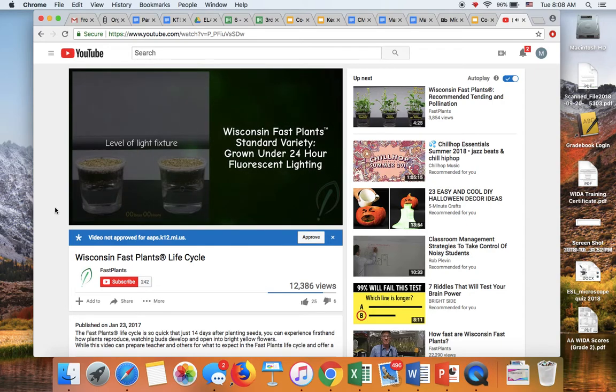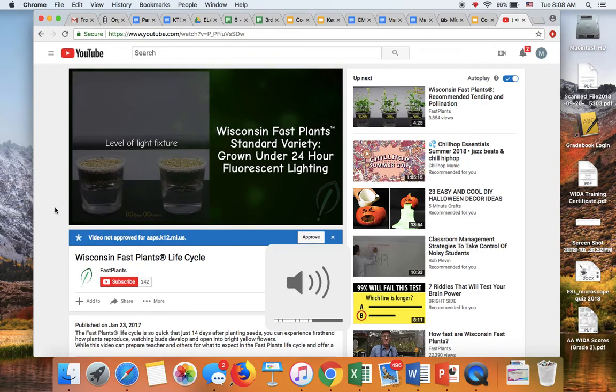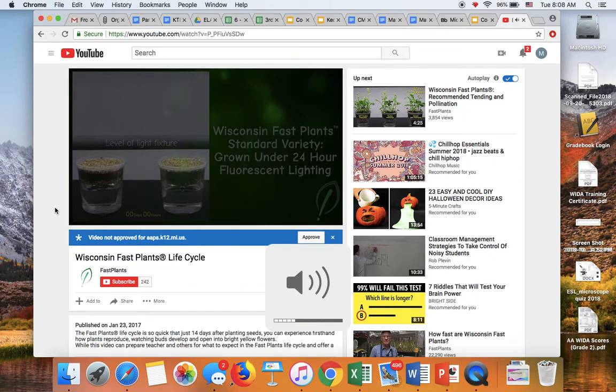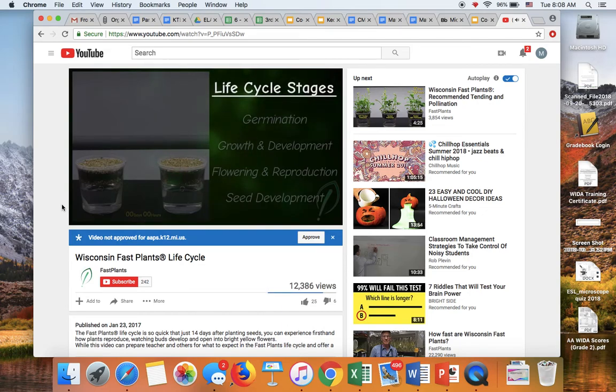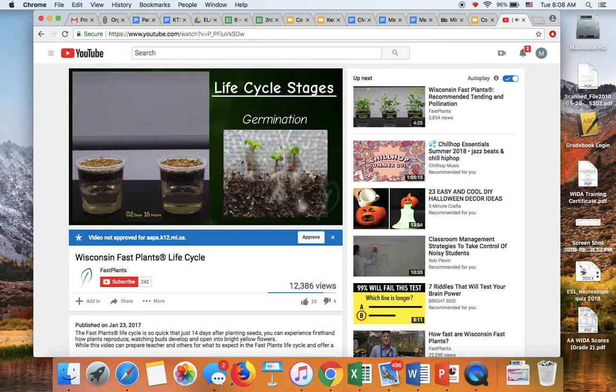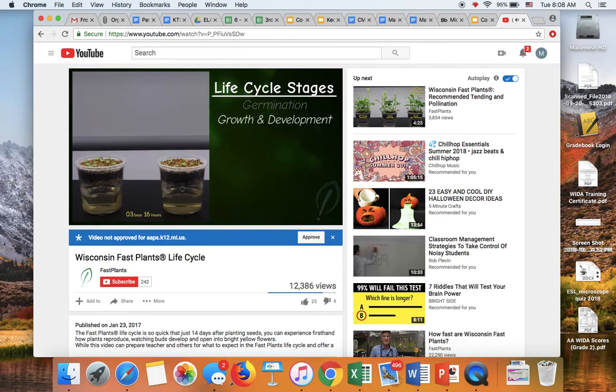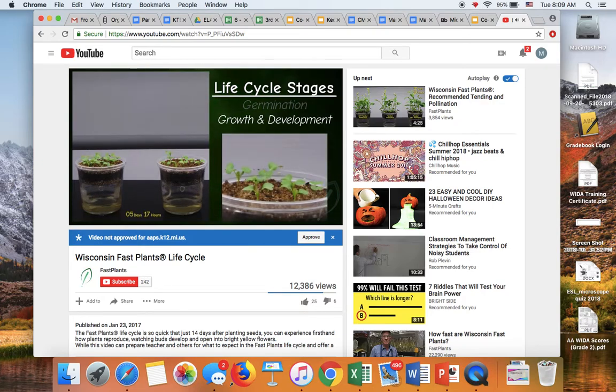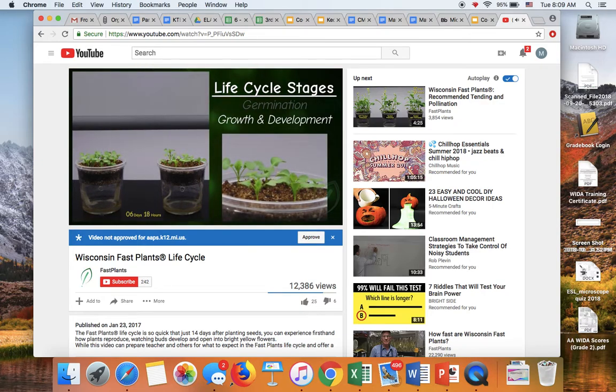We are going to grow these plants in class. We are going to study the life cycle stages. If you notice in the back of the room, Mrs. Lee has already started growing some of these. Fast plants are called fast plants because they grow fast.